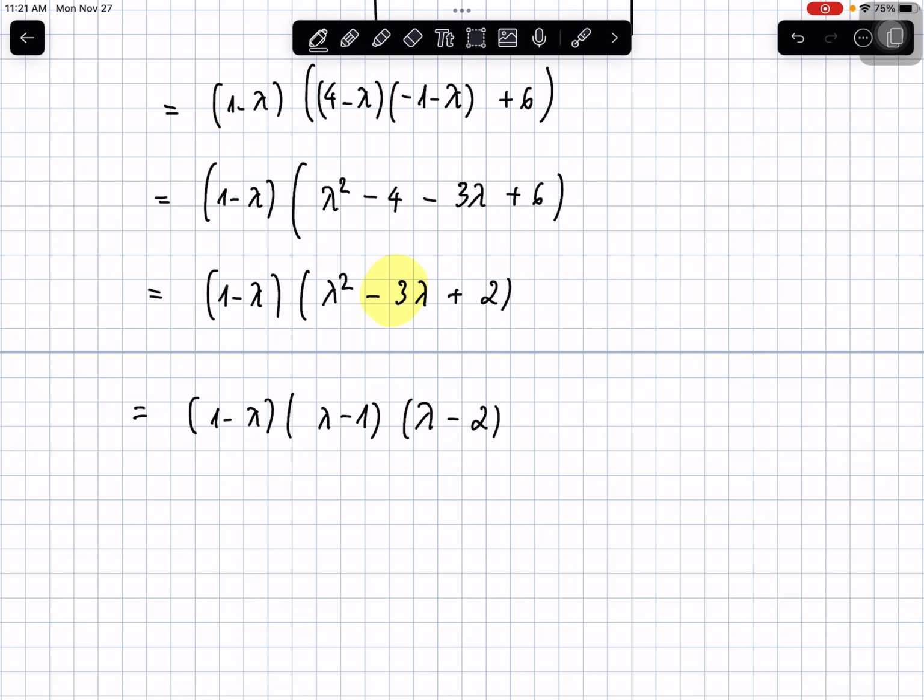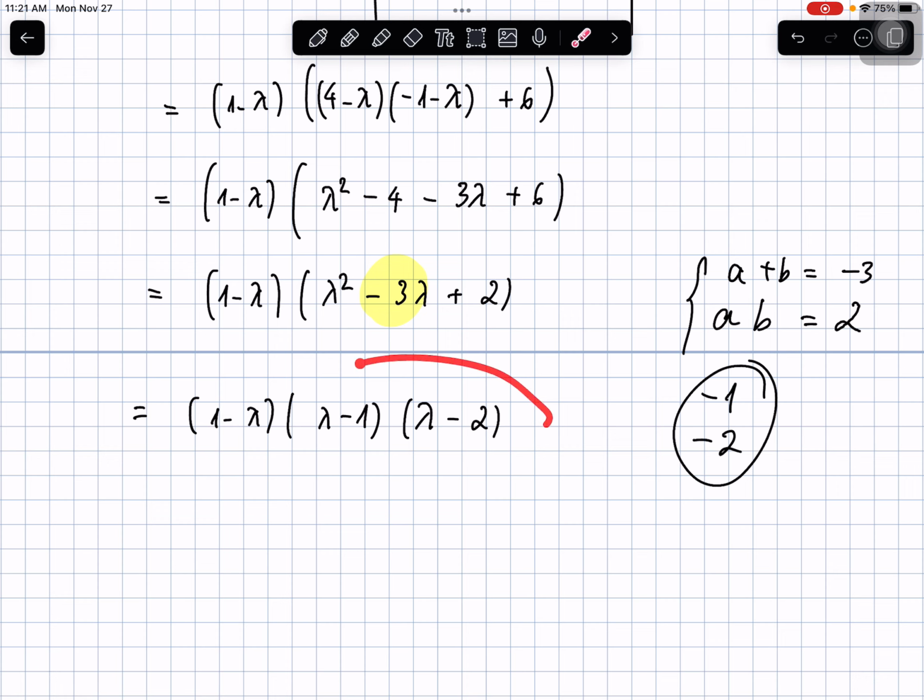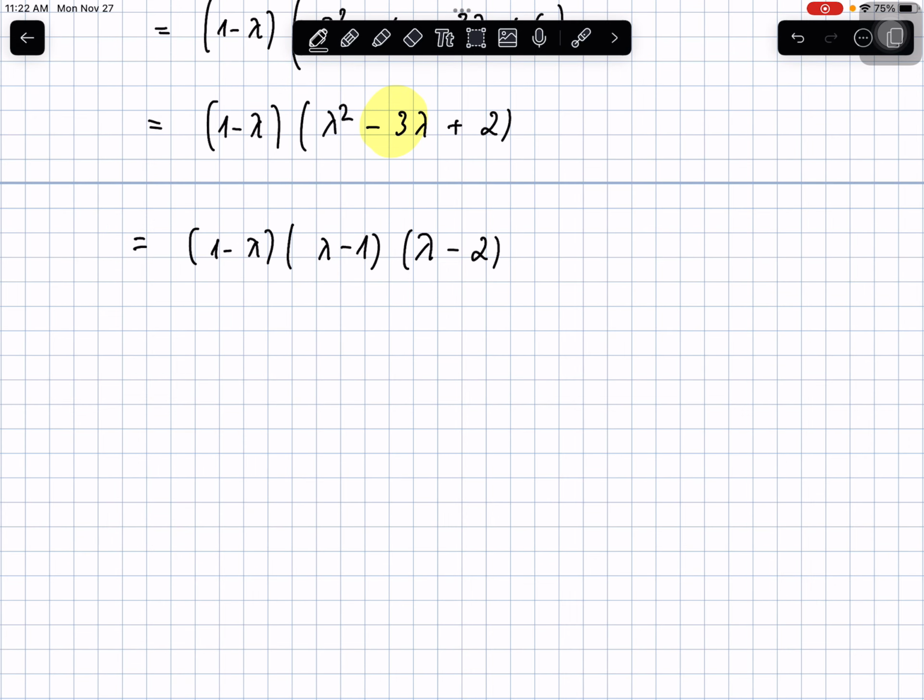Here, it would be something plus something equal to minus 3, and that something, say A, times B would be 2. So A should be minus 1 and B minus 2, right? So the sum is minus 3, the product is 2. That's why I can factorize like this. Yeah, just a way how I compute it. So what is this? Minus (lambda minus 1) square (lambda minus 2).